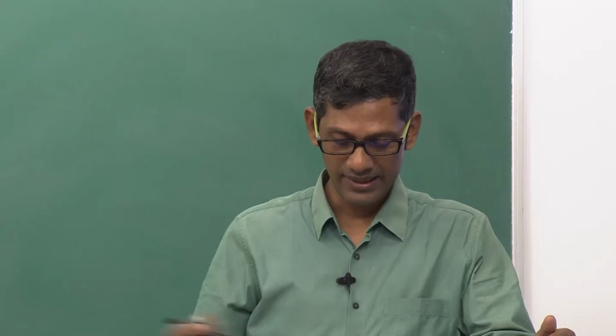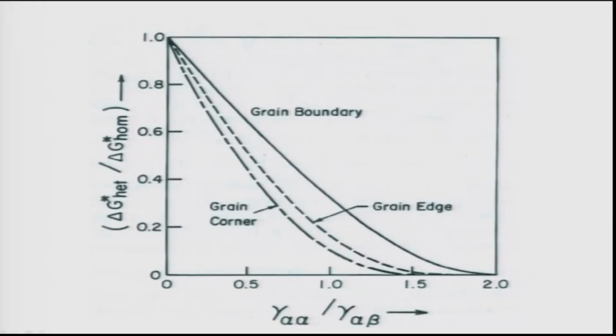these aspects. Remember, this is nothing but gamma alpha alpha by gamma alpha beta. So that means what? When the ratio gamma alpha alpha to gamma alpha beta becomes 1.5, both the grain edge and grain corner nucleation are similar. But as you decrease these values, when it becomes 0.5, the values are much more widely different.